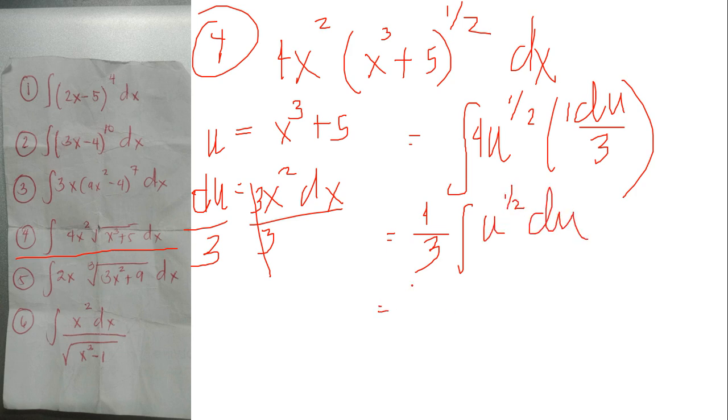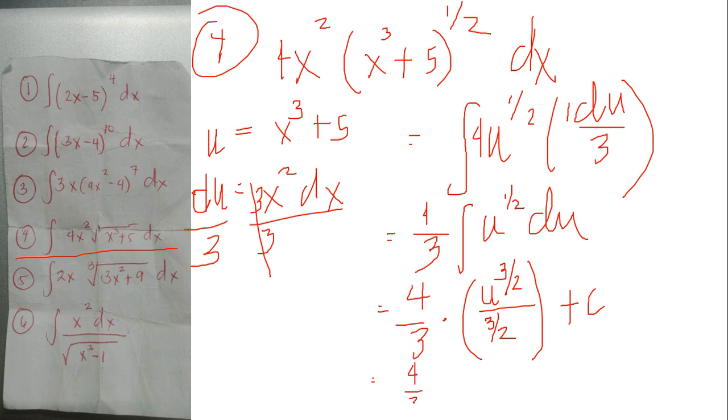Then, mag-i-integral na tayo dito. Times na natin yung 4/3. U 1/2 plus 1 is 3 all over 2. Tapos, 3 all over 2, tapos plus C. Yung 1/2, pang plus 1 kayo, ha? So, kaya 3 all over 2 yan. Next, reciprocal natin. So, 4/3 times 2/3. Tapos, yung u, 3 raised to 2 plus c.